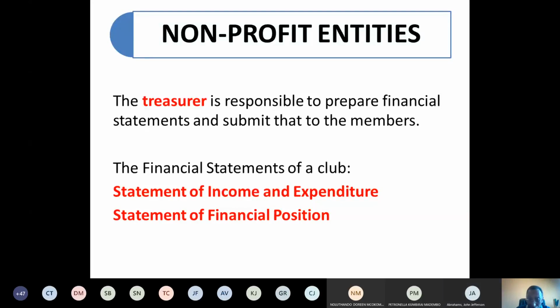So when we talk about the financial statements of the club, it will consist of a statement of income and expenditure, very similar to a statement of profit and loss and other comprehensive income. But the statement of profit and loss and other comprehensive income is the financial statement of a trading concern. Now we talk about a non-profit entity, a club, and here the financial statement is called the statement of income and expenditure, where you must state the income for the year and you must state the expenses for the year.